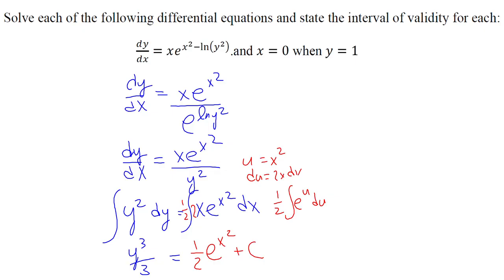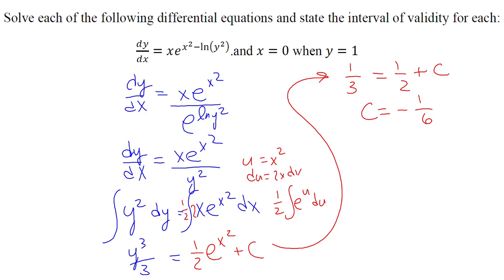And so from there, we'll just solve for our constant. We'll do that over here. When x is 0, y is 1. So if y is 1, the left side is 1/3. And if x is 0, the right-hand side is just 1/2 of e to the 0, or just 1/2 plus a constant. If we subtract, c is negative 1/6. So now we have y cubed over 3 is equal to 1/2 e to the x squared minus 1/6.